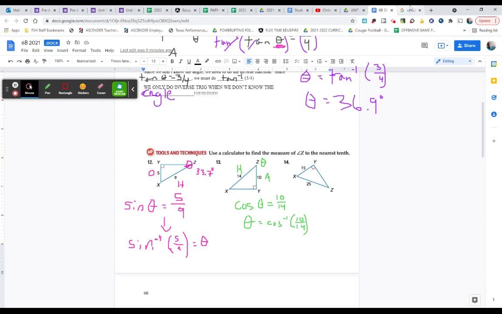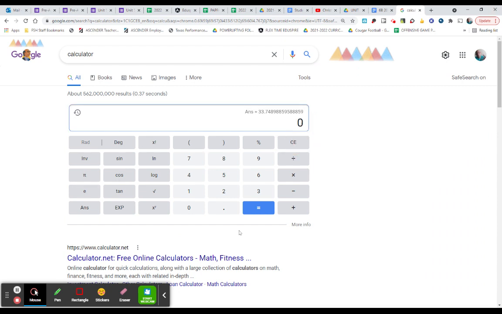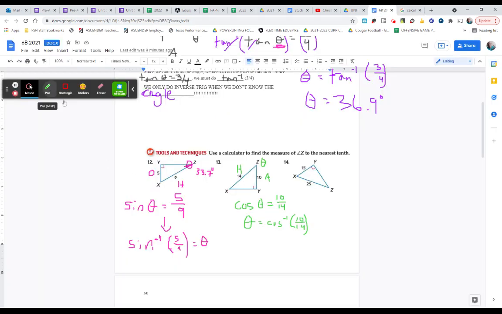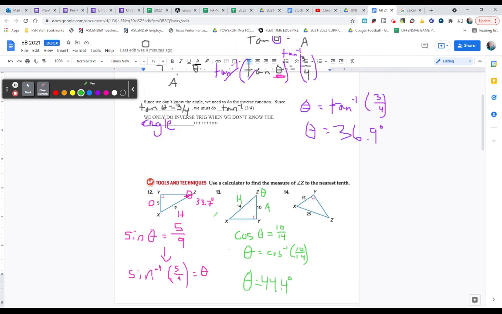So we'll come in here, clear it out, inverse cosine negative 1, 10 over 14. Close it up. We get our angle, 44.4. So theta is going to be 44.4 degrees. Again, can't stress it enough: we only do inverse when we do not know the angle.